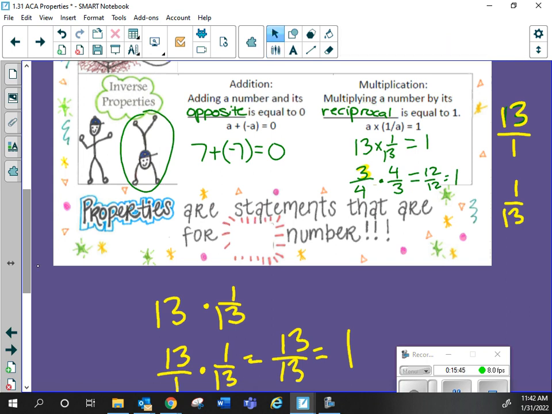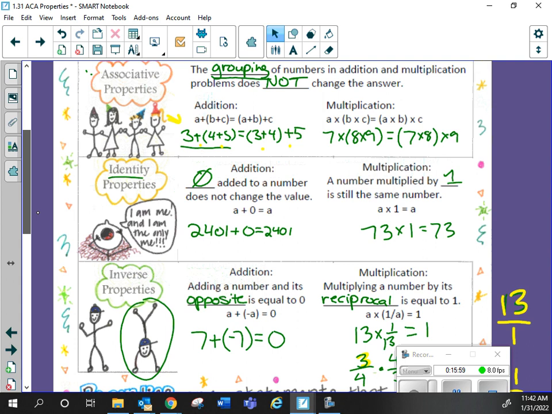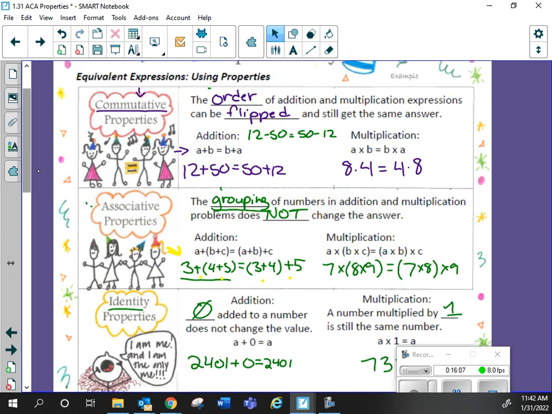Okay? So just reviewing those properties. The inverse property is how to get its opposite. The opposite of addition would be that negative number. The opposite of multiplication would be that reciprocal. The identity keeps itself. The associative is about grouping. And then the commutative is about order, same numbers, just in a different order.